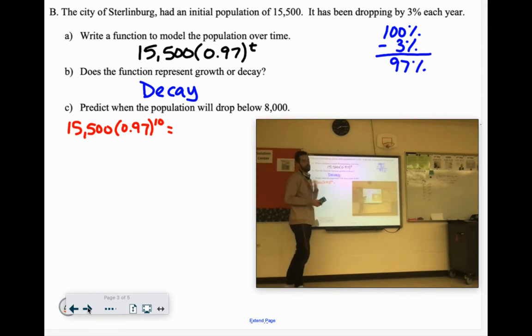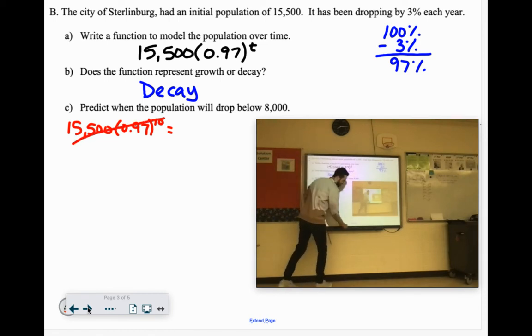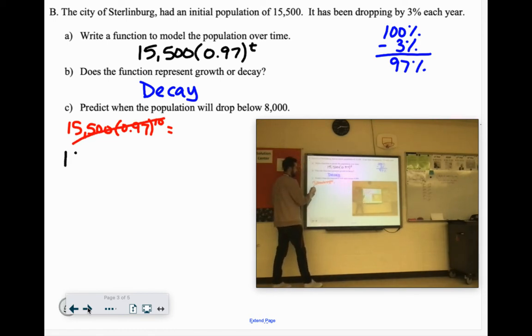By the way, all right, so I already know this one's not going to work. Because if you look, we're looking for when it's 8,000, which is a little more than half of 15,500. So I'm trying to get a decimal that is around 0.5, maybe even 0.6. When I just did 0.97 to the 10th power, it came out to 0.73. So it's like 73% of its population. So already, that's not enough time. So let's try another time. Let's try like 15 years.